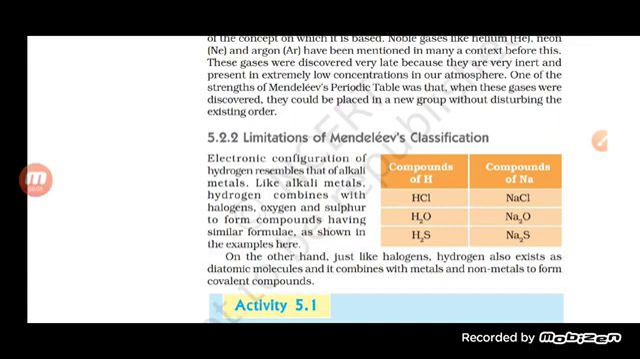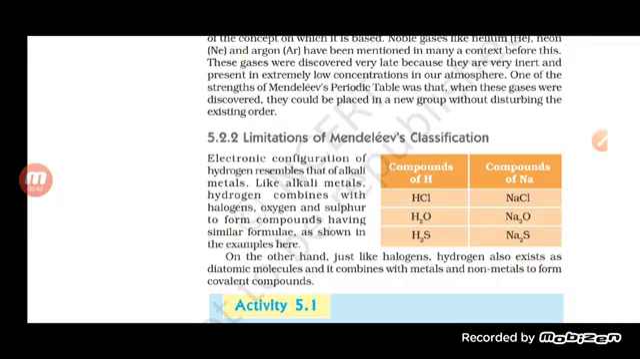So students, in the previous class we were talking about Mendeleev's law, and we have seen the different kinds of laws that were given in order to classify the different elements. In that we had started with Mendeleev's periodic table. We have understood Newlands' law of octaves and its limitations. Then we started to understand Mendeleev's periodic law, and we have seen that it basically classified elements on the basis of atomic masses.